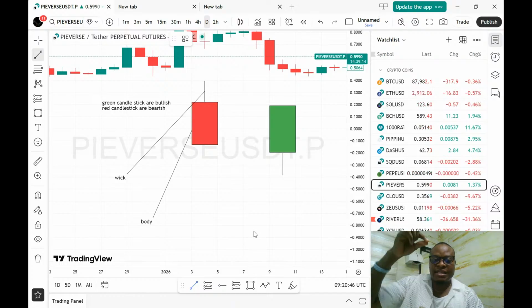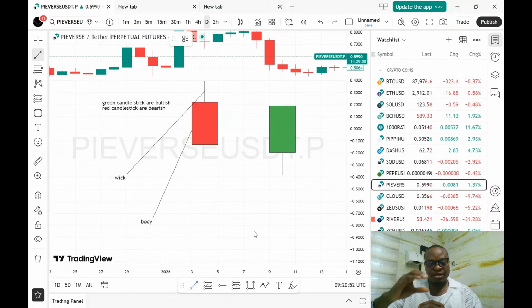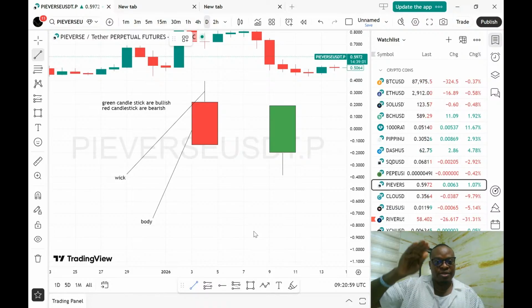So if you light the candlestick from the top, the candlestick will be burning down. It will be reducing gradually. It means it's going down. If you turn the candlestick upside down, it will be reducing, and that means it will be going down.